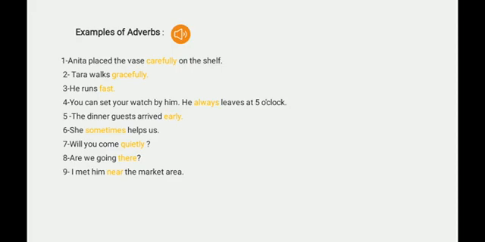Will you come quietly? Now this is another adverb of manner. How will you come? You will come quietly. Fine. Are we going there? Now tell me, what is this type of adverb? Yes, it is adverb of place. Are we going there? Now there is some place where we have to go. So you are asking, are we going there?